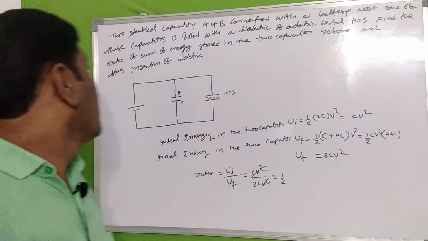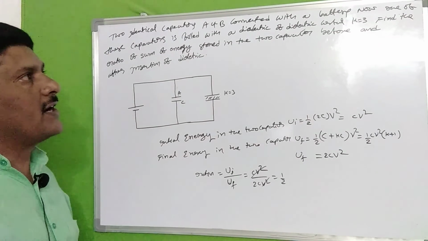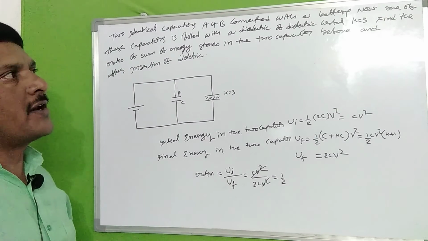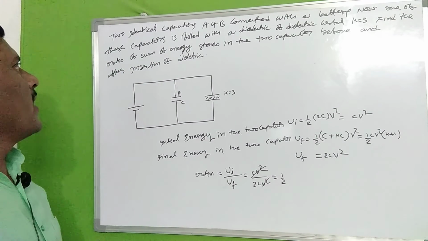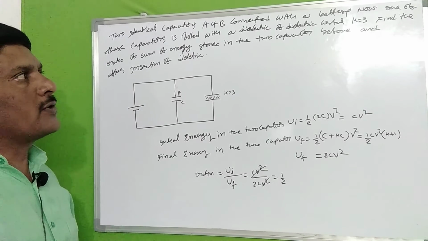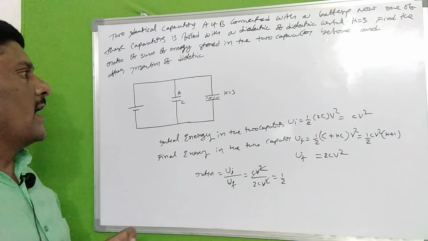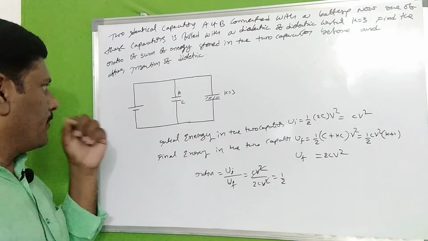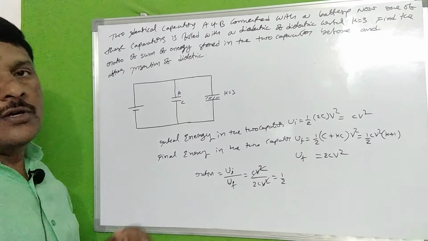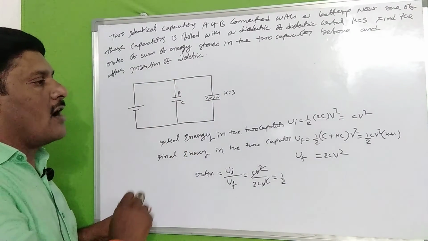Our next question: two identical capacitors A and B are connected with a battery. Now one of these capacitors is filled with a dielectric of dielectric constant K equal to 3. Find the ratio of the sum of energy stored in the two capacitors before and after insertion of the dielectric. From the following figure, this is the battery and both are capacitors. Here both capacitors are in parallel combination.